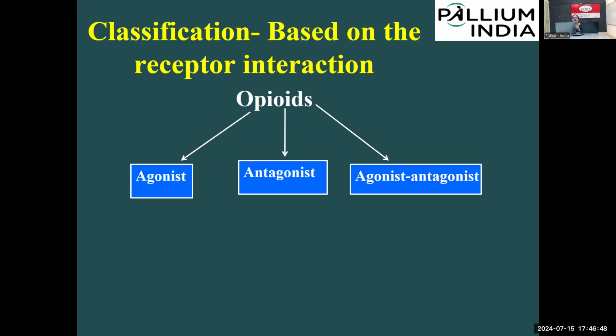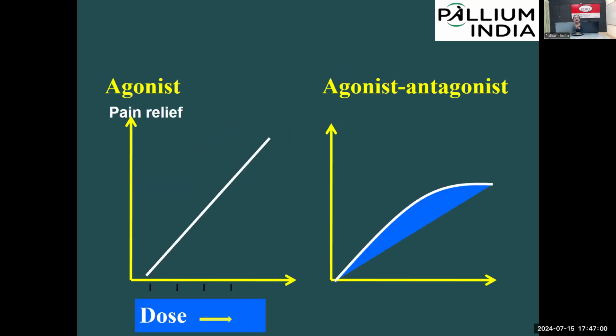And what is agonist-antagonist? Some drugs act on certain receptors as agonist and on certain other receptors as antagonist. That is agonist-antagonist. With an agonist drug, if you keep on increasing the dose, the pain relief keeps on improving. That means that there is no ceiling effect. But for an agonist-antagonist drug, beyond a certain dose, if you keep on increasing the dose of the drug, the pain relief will not increase. The pain relief will stay at the same level. That is agonist-antagonist.